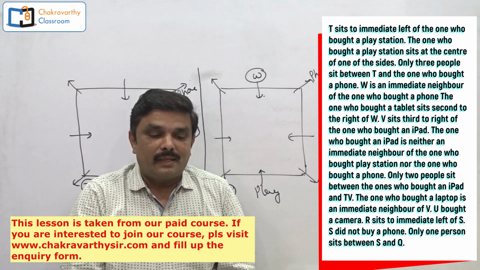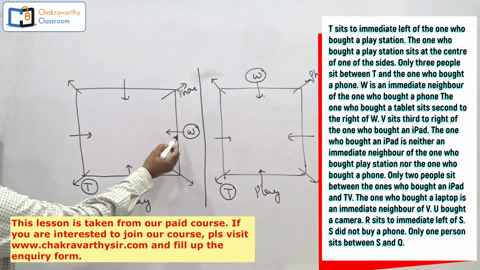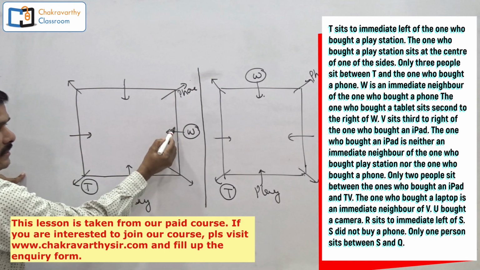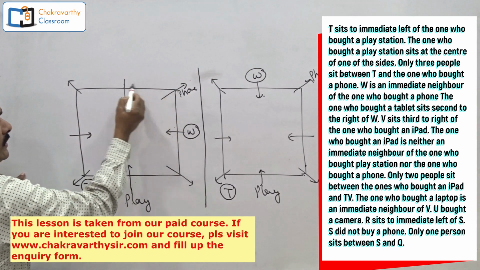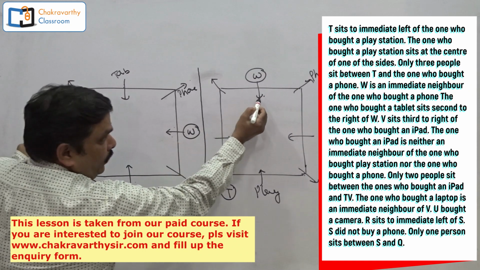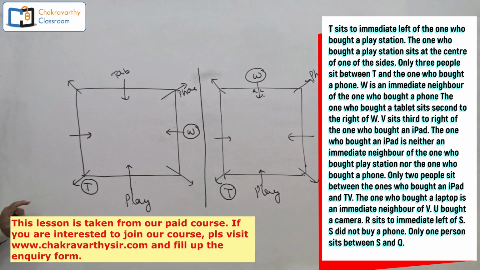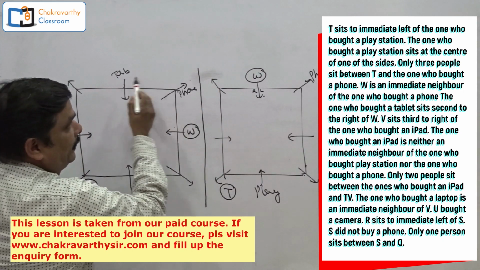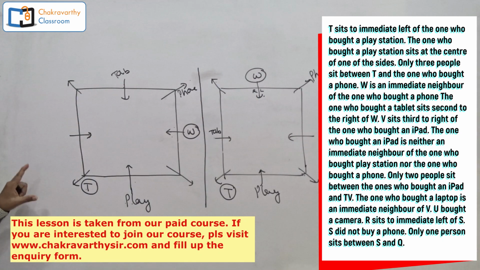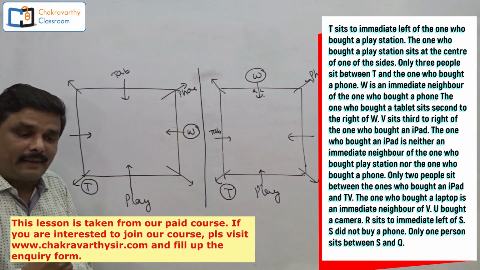The next information you see: the one who bought a tablet sits second to the right of W. Now W's place is here according to this one. The one who bought a tablet sits second to the right of W. This is the right side. This is the left side. So first, second, it should be given to the person who bought a tab. And similarly here also, students, for this person, always remember this is left, this is right side. You know that part. First, second, I am giving tab here. As simple as this, right? As far as this information is concerned, I cannot eliminate anything. Both are correct.